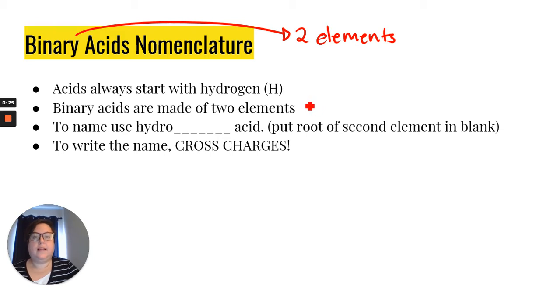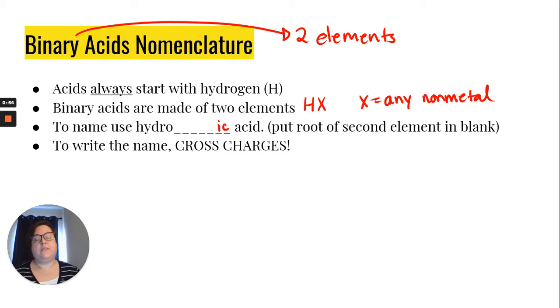Since they're only made of two elements, a generic formula would be HX, where X can represent any nonmetal. The way that you would name it is you would say hydro for the hydrogen part, the root of the second word, add ic, and then acid.